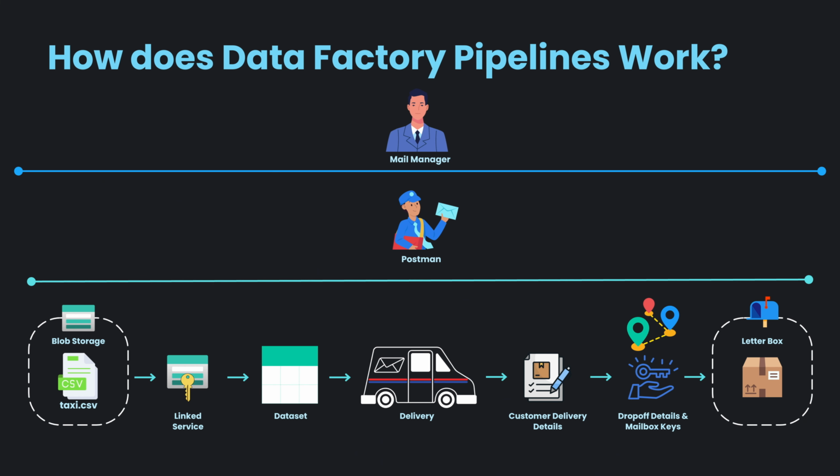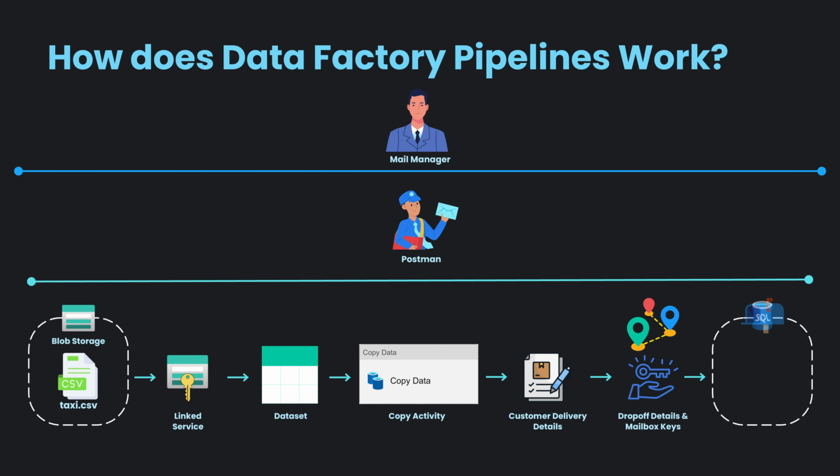Additionally, we need to create an object called a dataset, which is simply a definition of this taxi CSV file, and this definition defines what kind of data we're actually pulling from the blob storage once we successfully authorize through the linked service. But next, we're going to need something called a copy activity. Basically, any kind of job in Data Factory is an activity, and the most popular one is the copy activity, which moves data from one place to another.